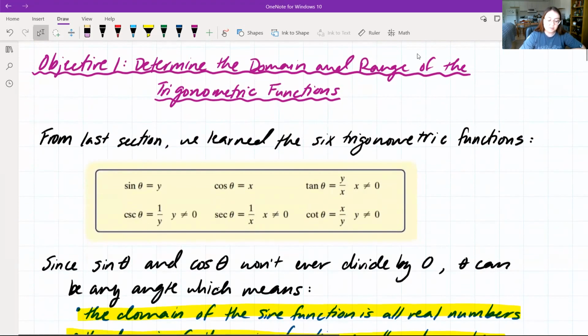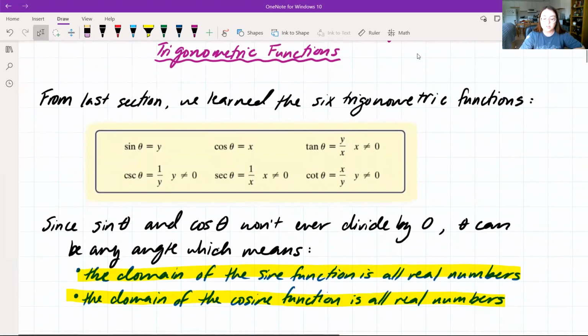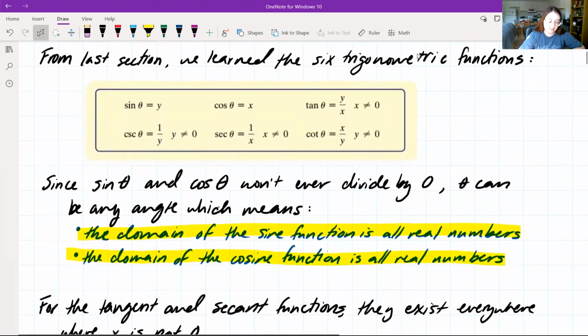All right, so starting with objective 1, we want to determine the domain and range of trigonometric functions. So from last section, we learned the 6 trigonometric functions. These are sine of theta, cosine of theta, tangent of theta, cosecant of theta, secant of theta, and cotangent of theta. Since sine of theta and cosine of theta won't ever divide by 0, this means that theta can be any angle, which means that the domain of the sine function is all real numbers, as well as the domain of the cosine function.